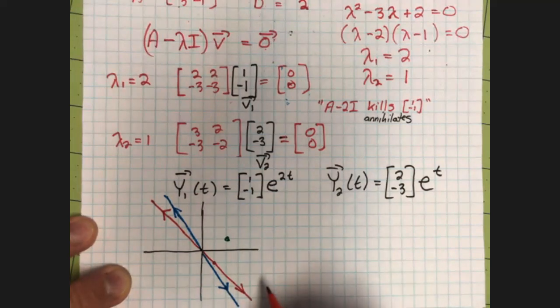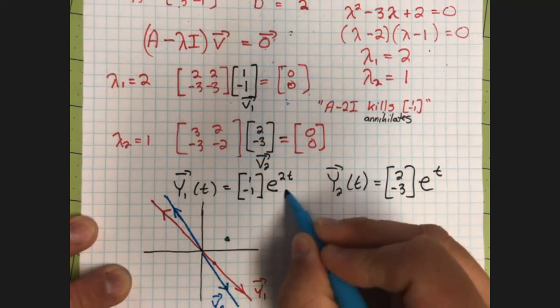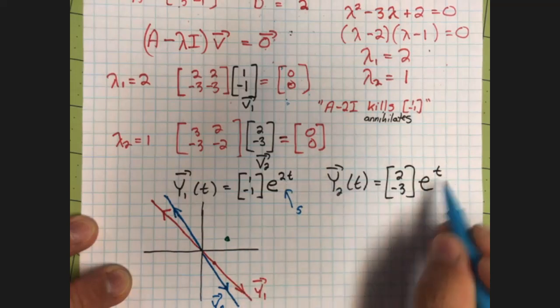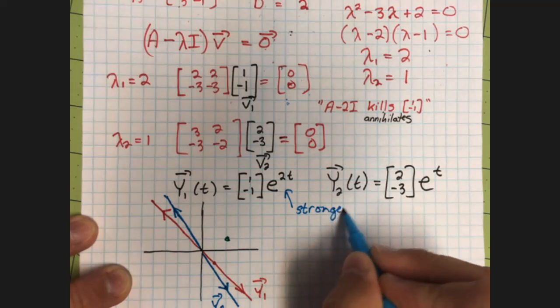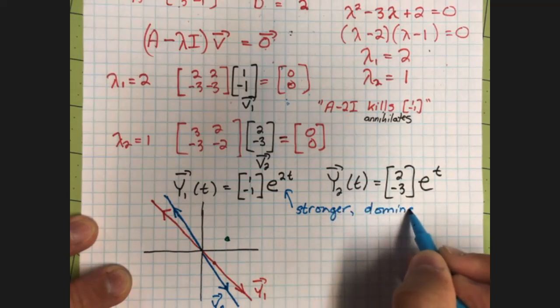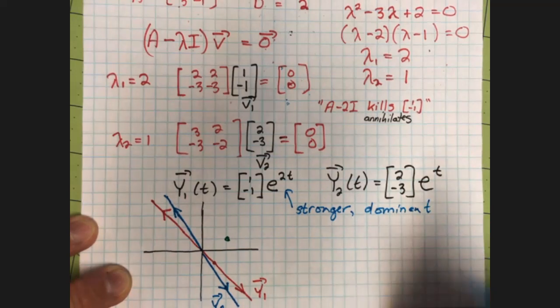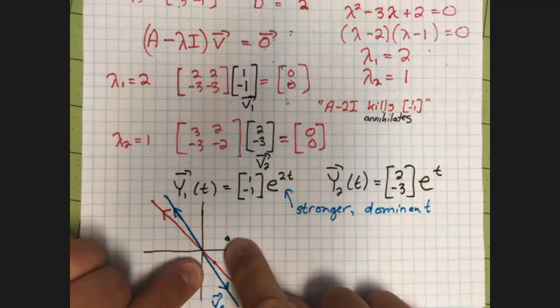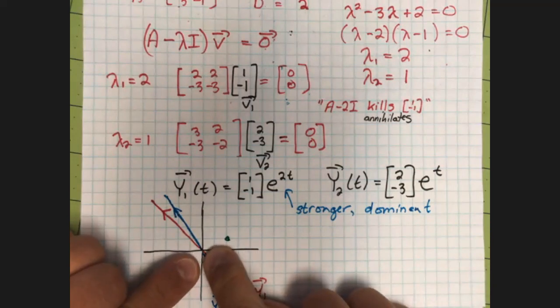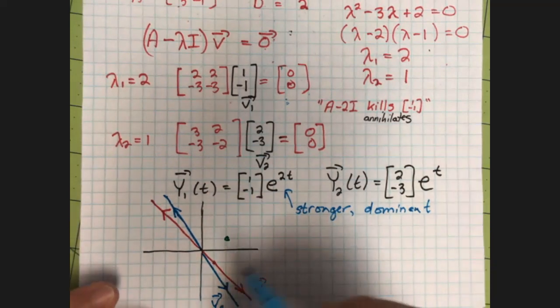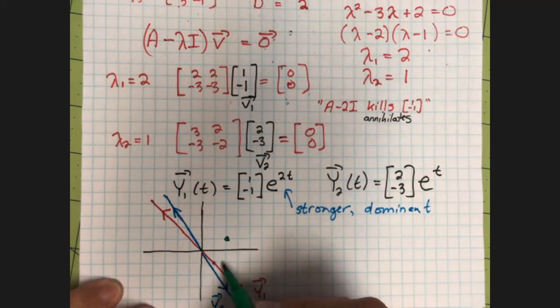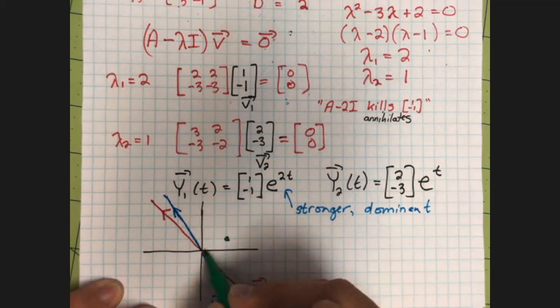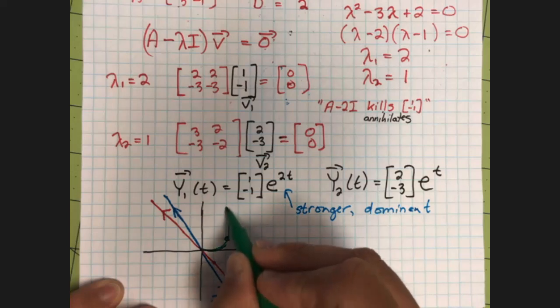Let's think about the two curves, the blue curve and the red curve. Here's y1, and the blue one was y2. Which one is stronger? The e to the 2t grows faster than e to the t. You could say this solution is stronger, or sometimes people use the word dominant. That means this boat that's launched right here is going to eventually follow, or be influenced by, the blue curve. And the red curve is weaker. So it doesn't go straight out because the blue curve dominates. It kind of curls out like that.